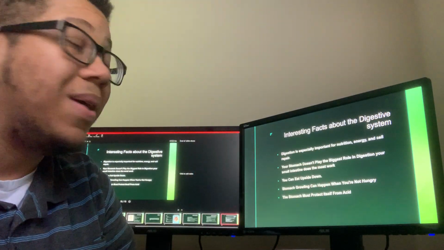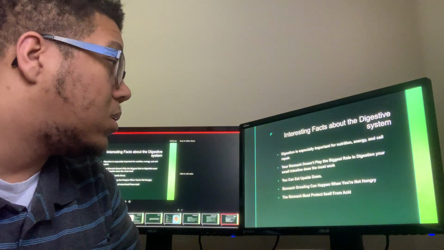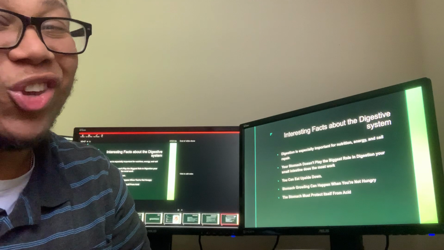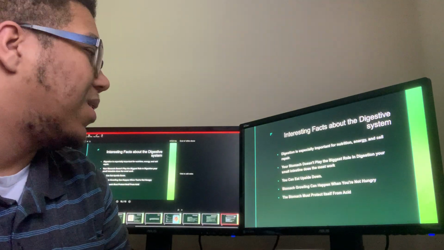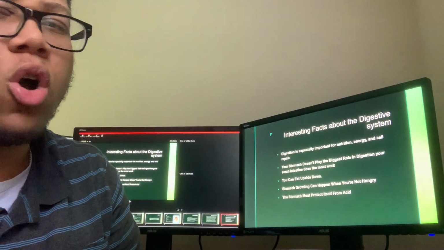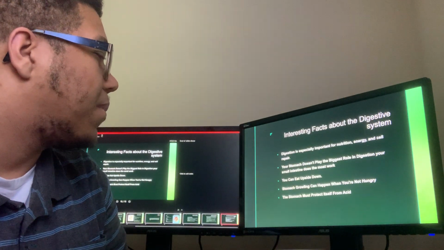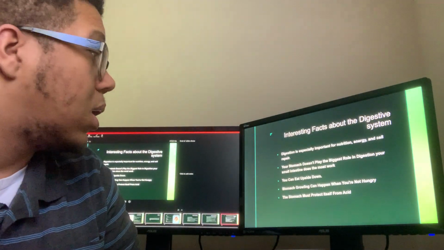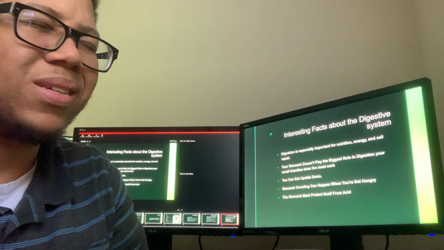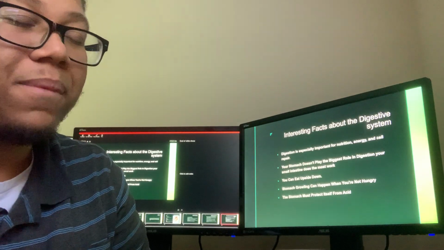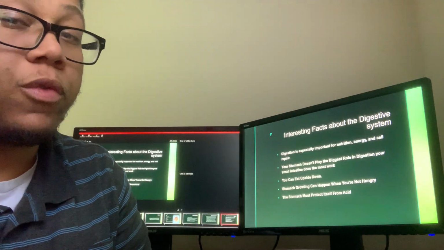The stomach doesn't play the biggest role in digestion. The small intestine does all the absorption. There's a funny one: you can eat upside down, if you didn't know that. The stomach growls even when you're not hungry. And another last one is that the stomach must protect itself from acid. You might be thinking, acid? The stomach has its own acid? Yes. So that's why it has to protect itself from it.